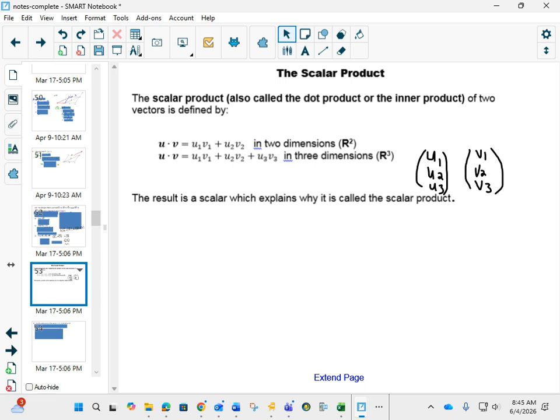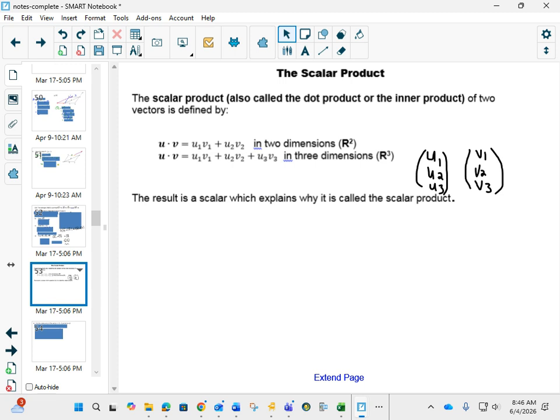Vectors are never matrices bigger than that. They're always column vectors, and you just crash them into each other. U1 times V1, U2 times V2, U3 times V3, and add them up. And it's called a scalar product because the result is just a scalar. It is not a vector. The answer you get is just a number.